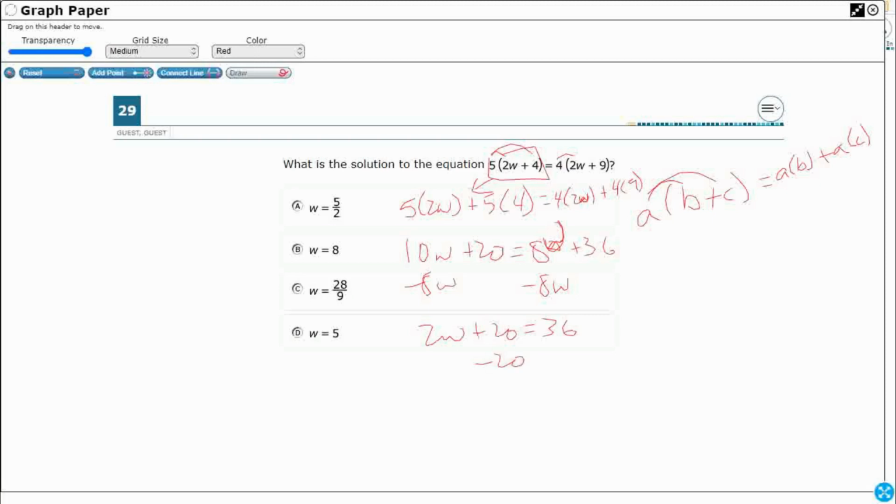Let's get rid of the 20. Right, that's going to be 2w equals 16, divided by 2. W equals 8. If we wanted to, we could plug in 8 into both sides and see that it's going to make a true statement. So our answer here is going to be B.